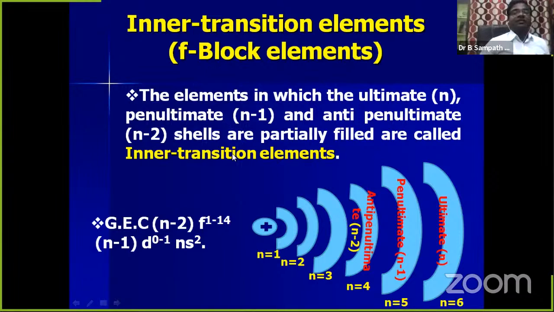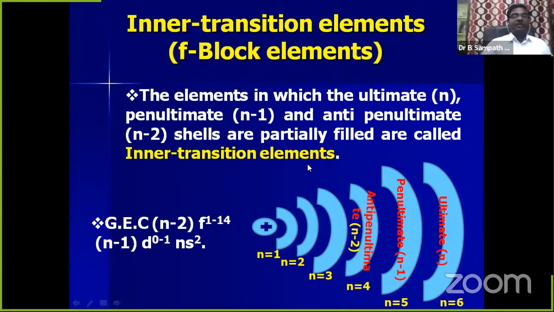So next, children, the inner transition elements or f-block elements. What are the inner transition elements? Let us see. The elements in which the ultimate, that is the nth shell, penultimate, n minus 1, and anti-penultimate, that is n minus 2 shells, are partially filled, are called inner transition elements.